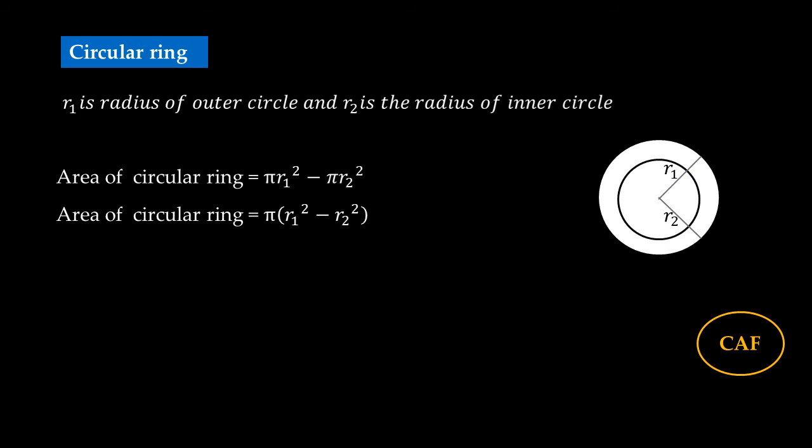Area of circular ring is equal to, taking pi as common, pi into r1 square minus r2 square, and circumference of ring is equal to 2 pi into r1 minus r2.